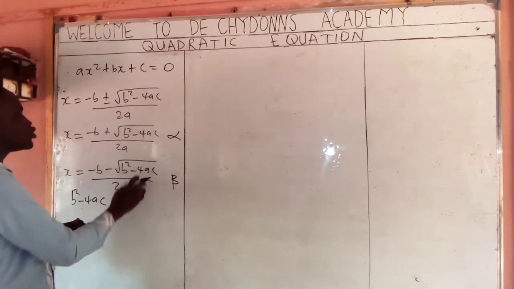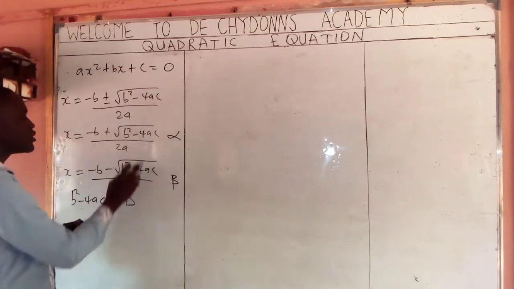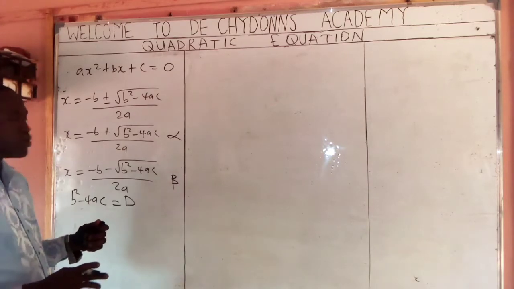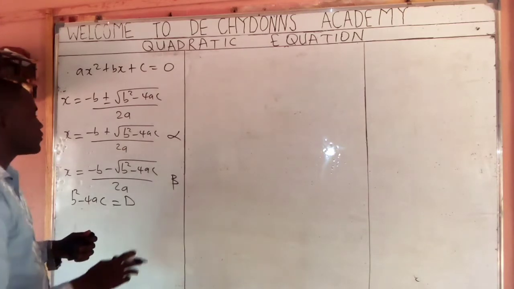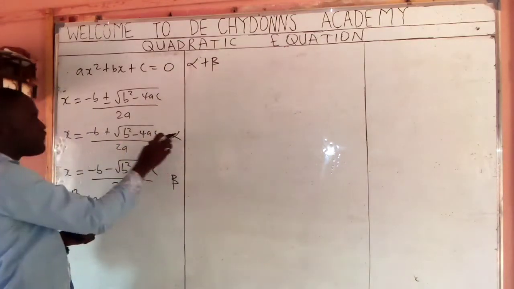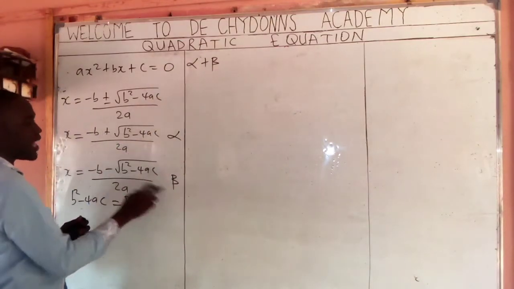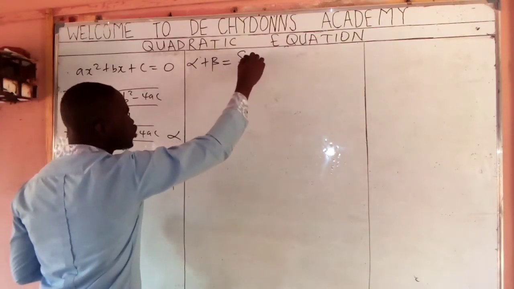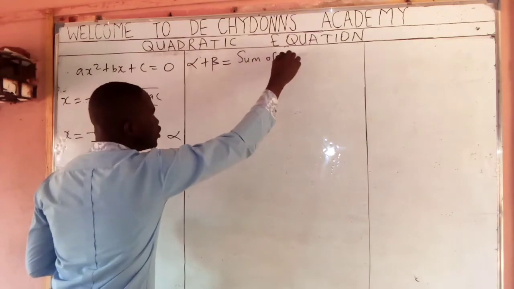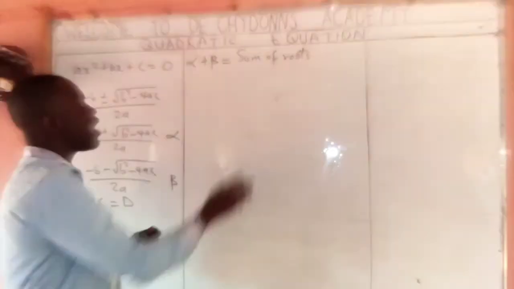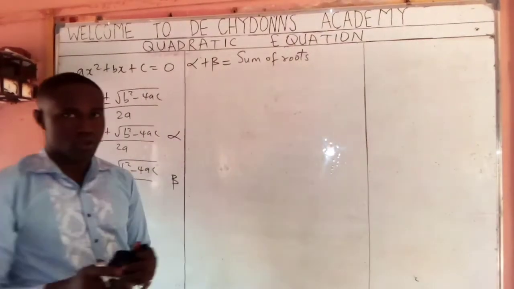Now, since these are the two formulas for getting the two roots of a quadratic equation, we say that when you add the two roots, alpha represents everything here, beta represents everything here. When I add the two roots, I get what we call the sum of roots. You know, sum simply means the answer you get after addition. So I will get the sum of roots.